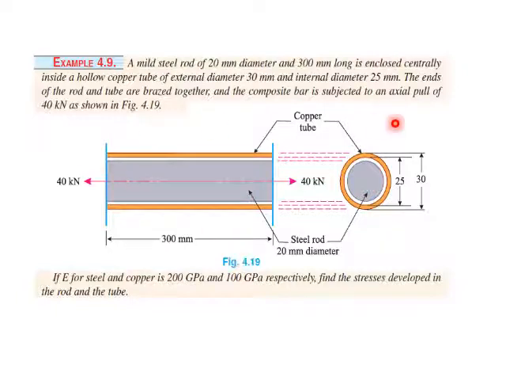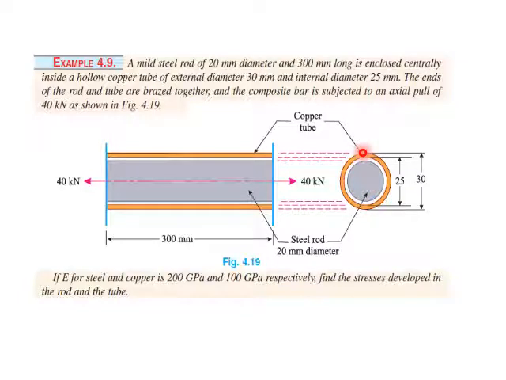And as it is given in the question, an axial load of 40 kilonewton is applied. So axial load 40 kilonewton has been shown to you. So reading the question, you are supposed to draw the diagram. So 40 kilonewton axial load is given to you and diameter is given to you. Okay, middle steel rod 20 mm diameter, 300 mm long. So length is given and is enclosed centrally inside a hollow copper tube of external diameter 30 mm and internal diameter 25 mm. So this copper tube is basically hollow tube.